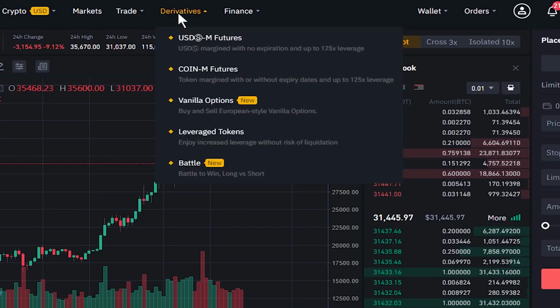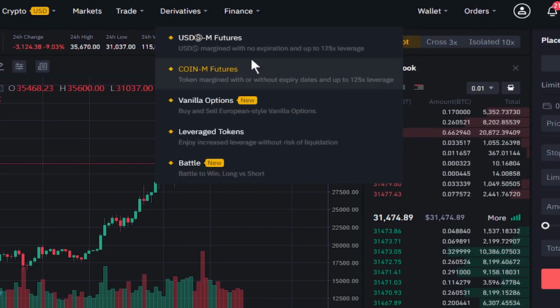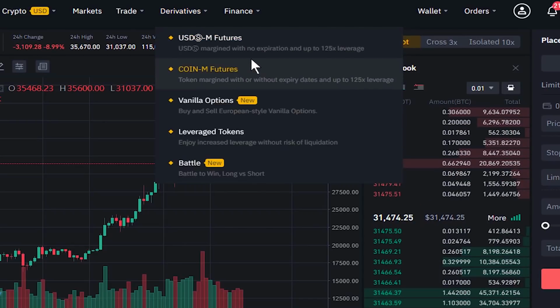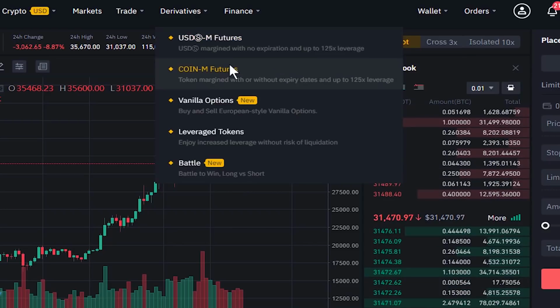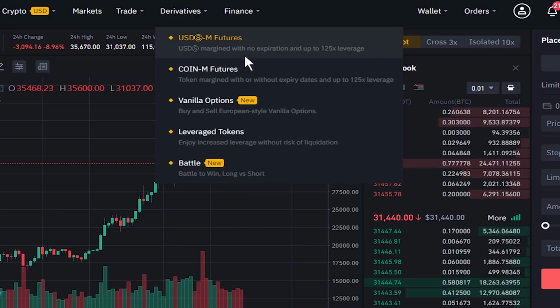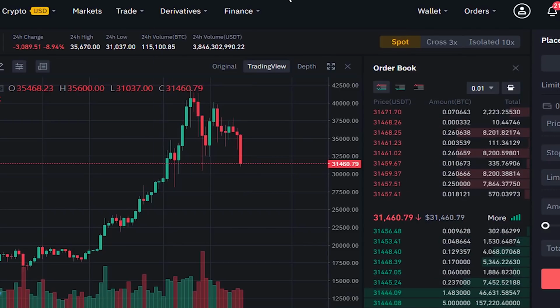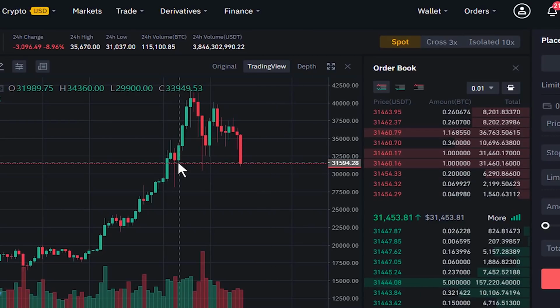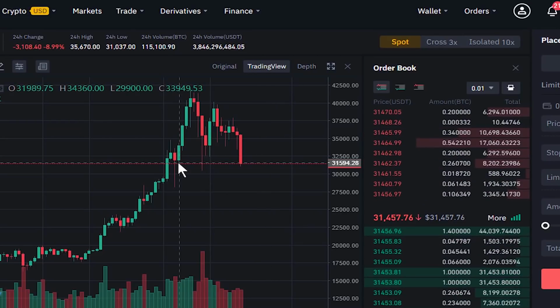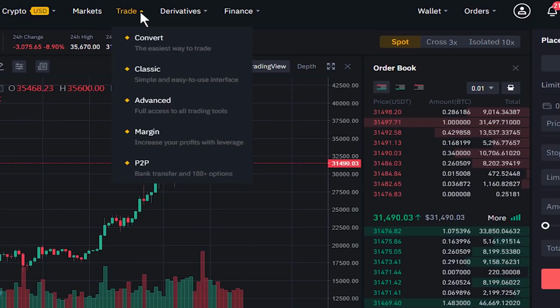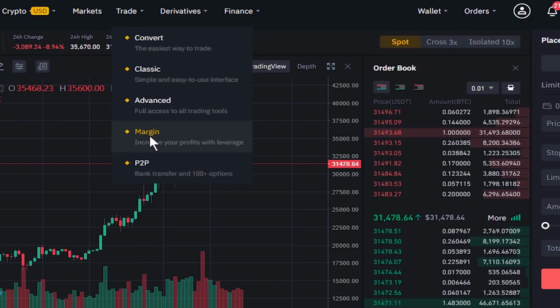Here in the menu bar, you can access Binance futures trading platform, which is not the subject of this video, and in a separate video I'll explain it if you're interested. And another option that is related to trading, whether spot or futures, is margin trading, which at the start of the video I mentioned it here in trade menu.